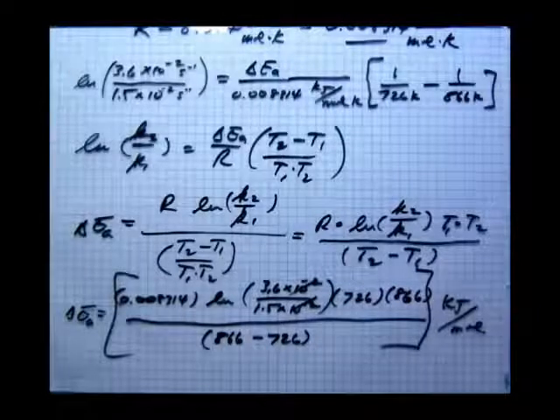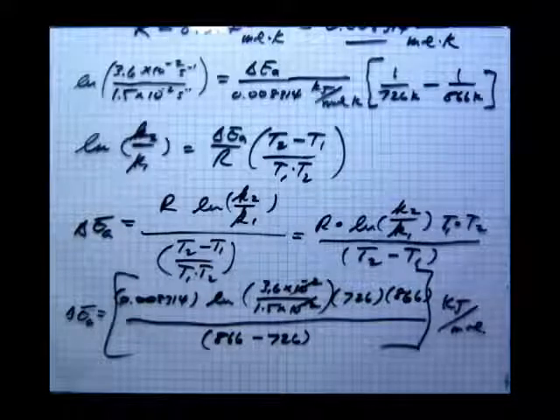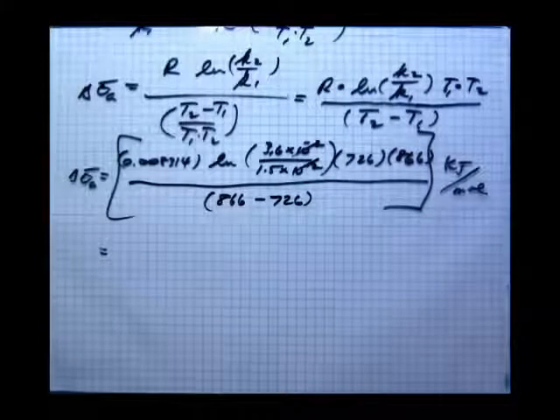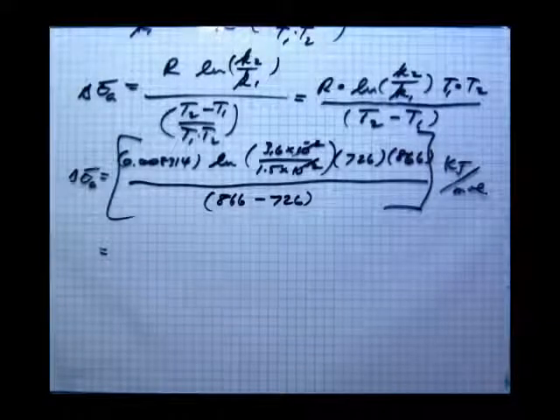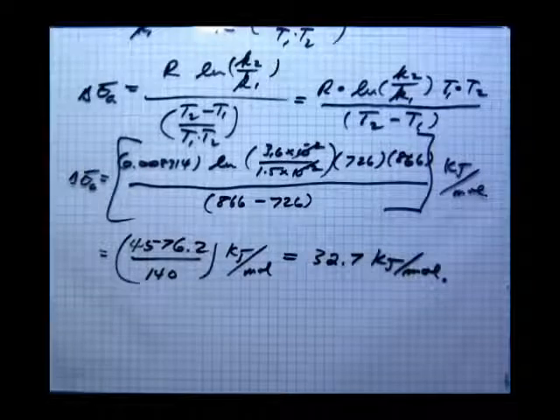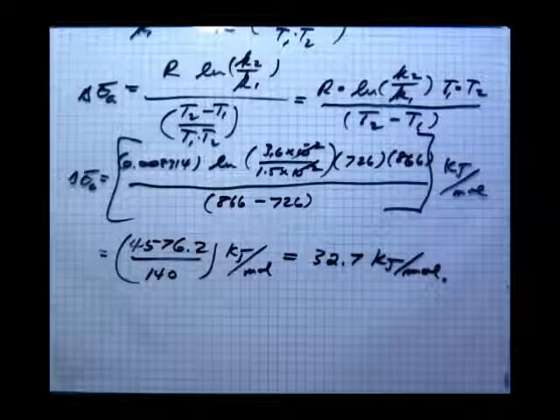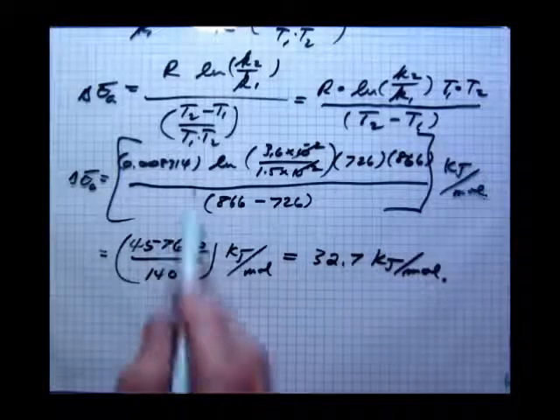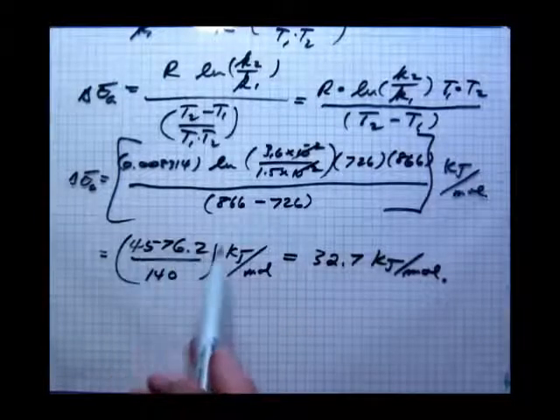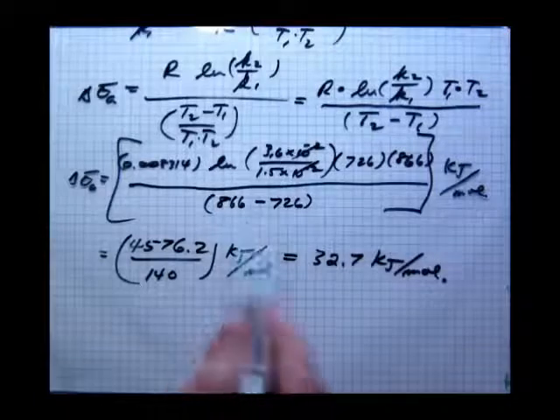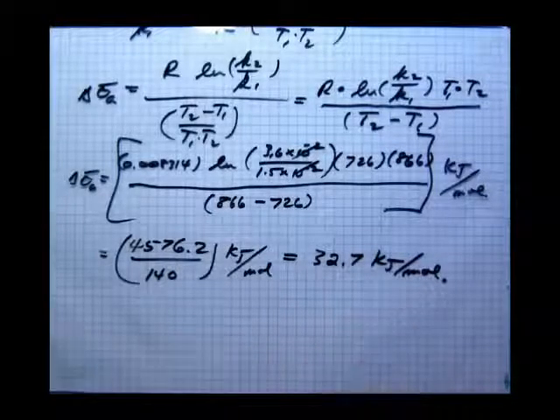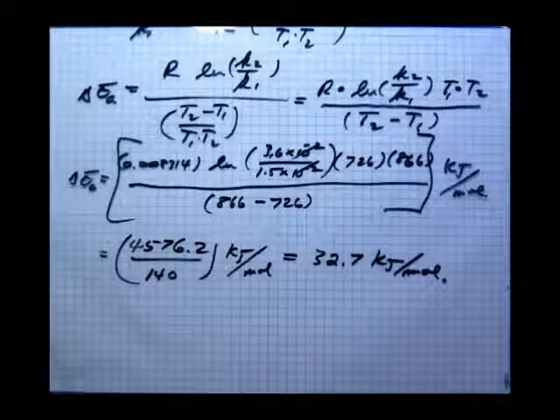Sure, I got it. T1 times T2. Okay. Well, I should have paused it while I do the calculation. Okay, so what I got after computing all this is the numerator was 4576.2, divided by the denominator, the differential, which is 140, giving us 32.7 kilojoules overall.